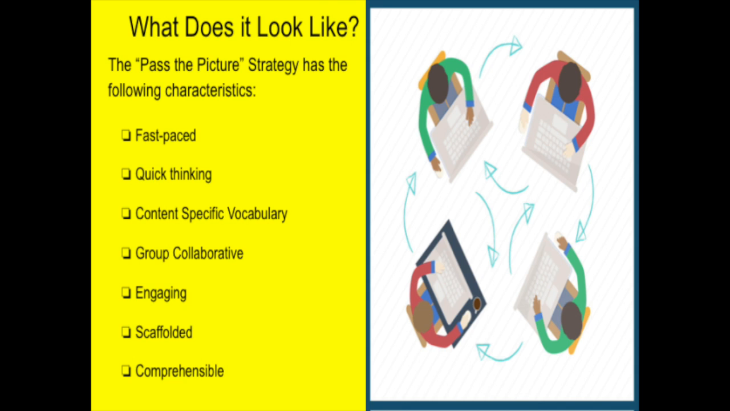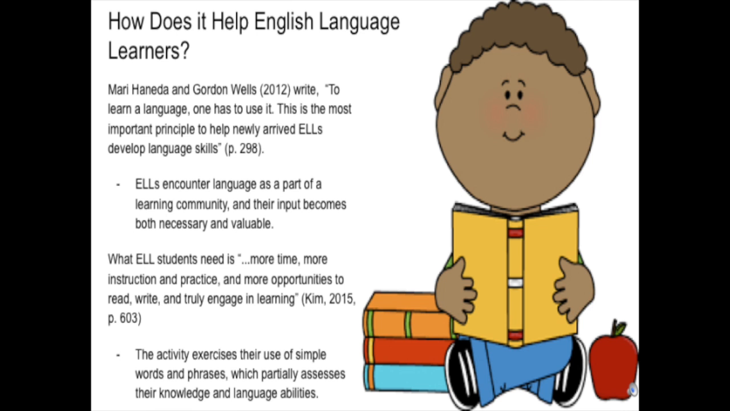Now, what does this strategy look like? Well, the Pass the Picture strategy has the following characteristics. It's fast-paced so students can learn quickly and really exercise their knowledge. It requires quick thinking about content-specific vocabulary, which promotes learning. It is group collaborative, and it's also engaging and scaffolded, which means students are getting support. And finally, it's comprehensible, so students can demonstrate their learning at all levels.